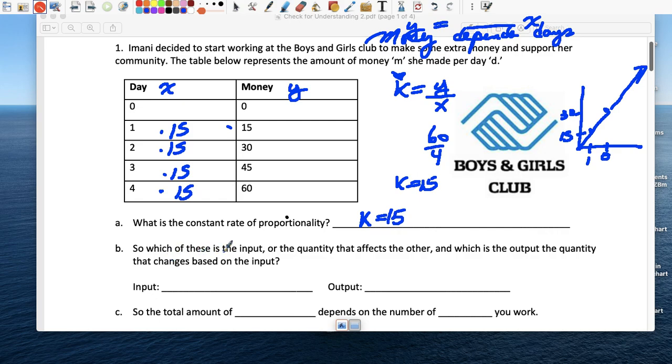Which of these is the input, the quantity that affects the other, and which is the output, the quantity that changes based on the input? Well, the input is your X, and your output is your Y, and now that you know who they are, you can write that days is X and Y is your money. So the total amount of money depends on the number of days that you work, and hopefully that makes sense.